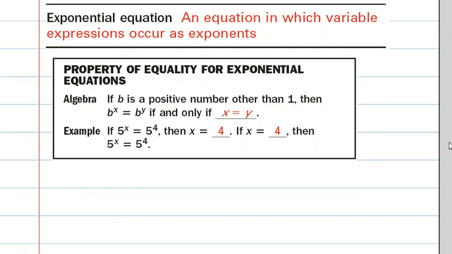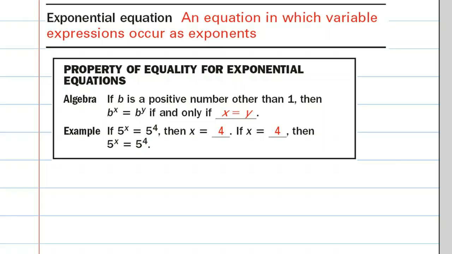So all that means is that if you have two exponents that are set equal to one another, then you can solve for the exponent if the bases are the same. So for example, 5 to the x equals 5 to the 4, then that means x has to equal 4. Okay, so how are we going to use this to solve some exponential equations?